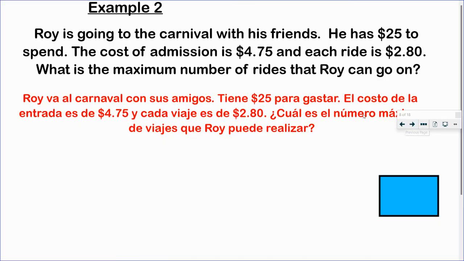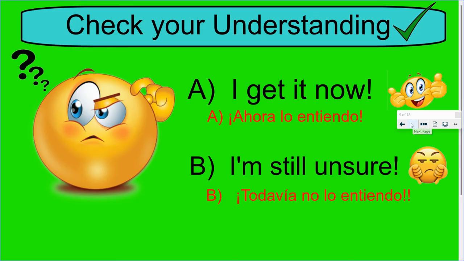So here's an example number 2 about Roy going to a carnival with his friends, and he has $25 to spend. The cost of admission is $4.75. Each ride costs $2.80, so this seems similar. What's the maximum number of rides Roy can go on? So see if you can figure it out based on what we did.